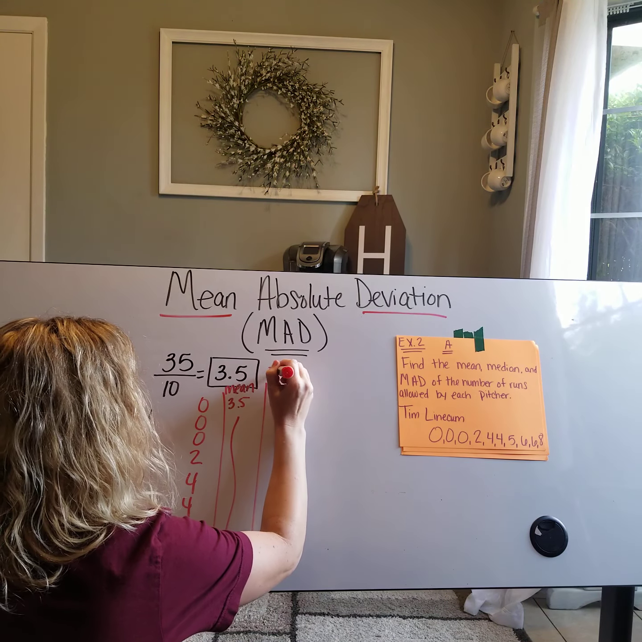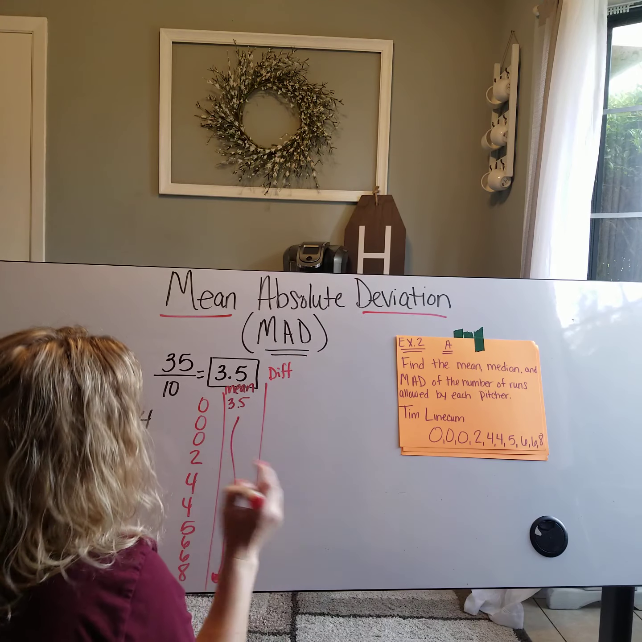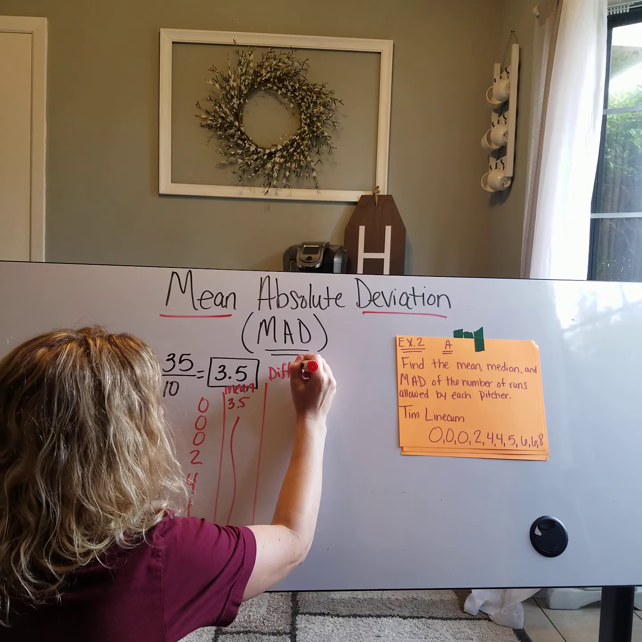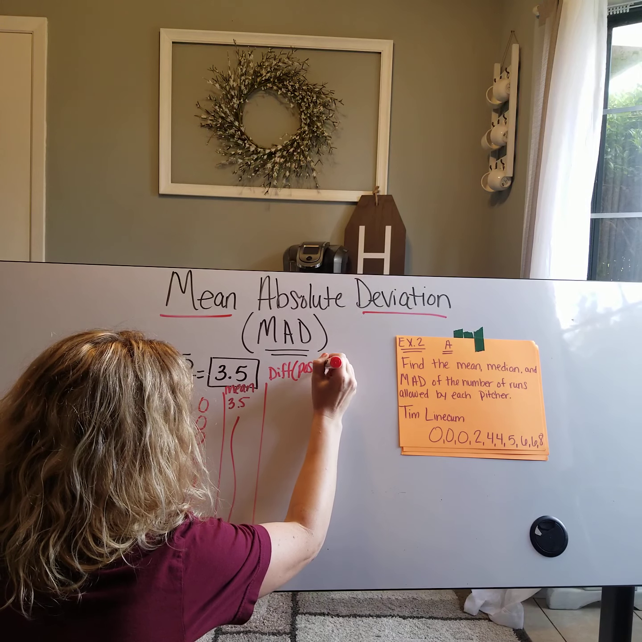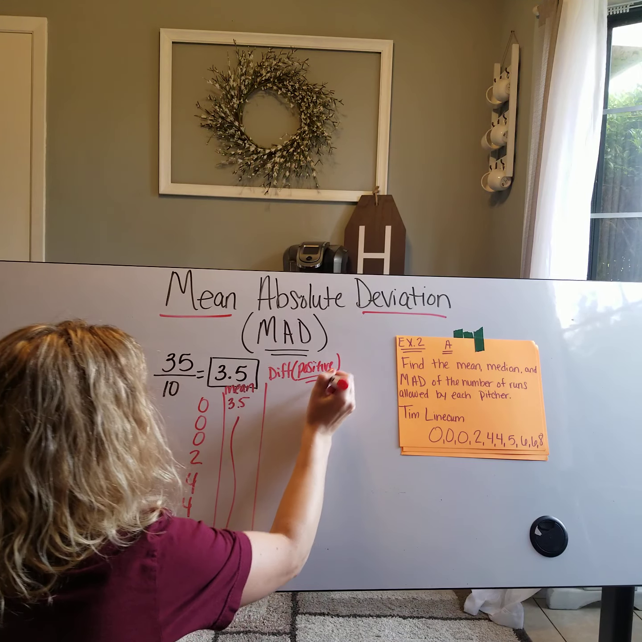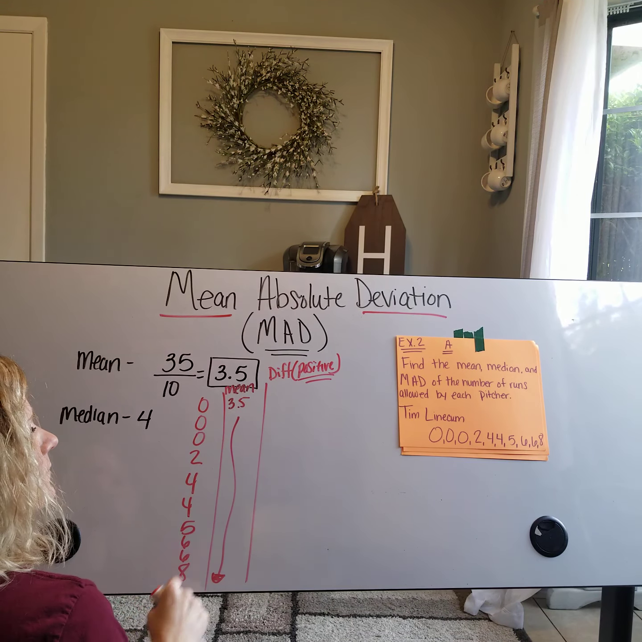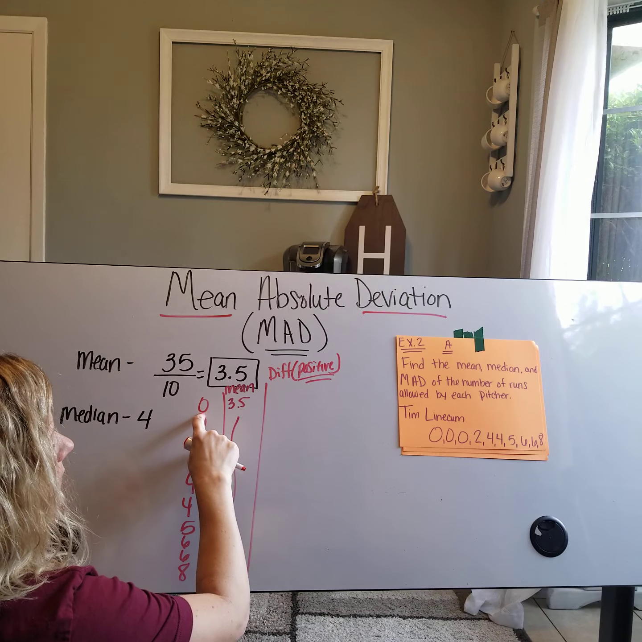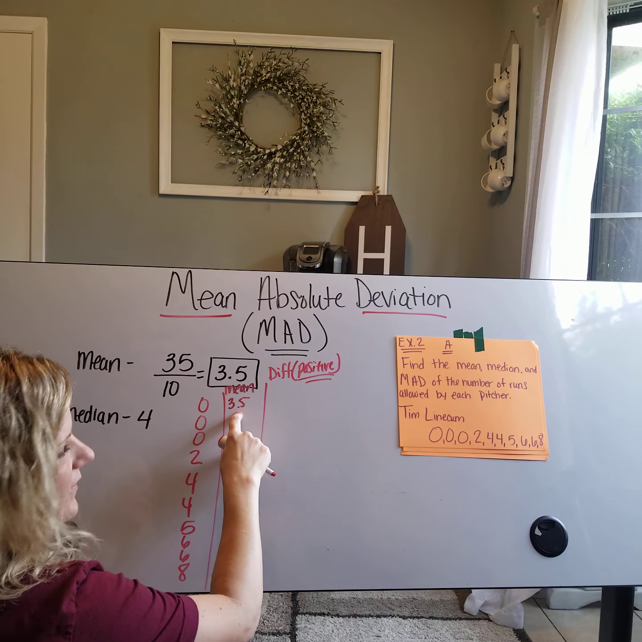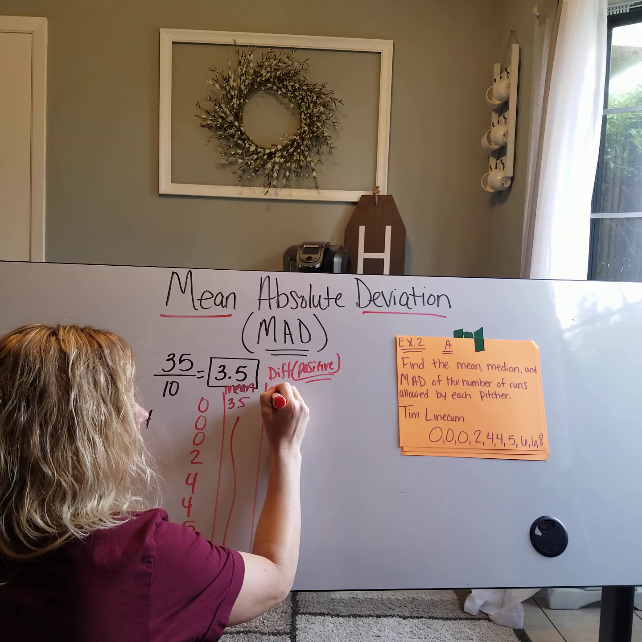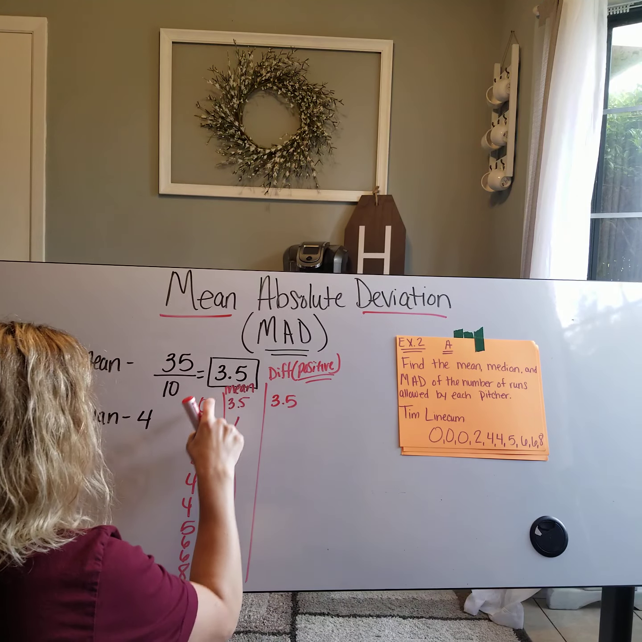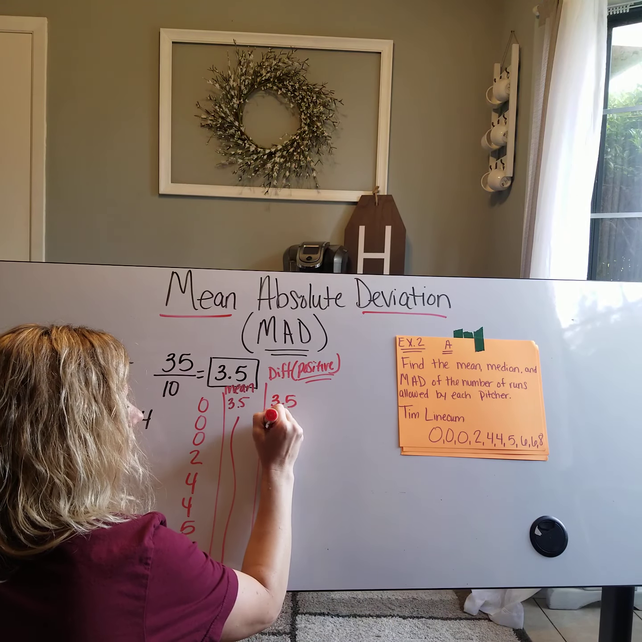And this is going to be the difference. Okay, but we're going to say the positive difference. Okay, which means we're going to take the absolute value of each one. Okay, so 0, to get from 0 to 3 5/10, you would go over 3 5/10. And you've got 3 of those.